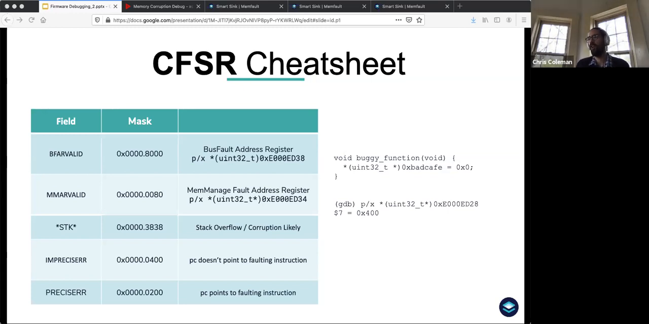On the right here, for our buggy function, when we dump this register, what we see is hex 400 is set. So that will tell us that it's an imprecise fault. And when we look at it, we'll have to examine deeper.